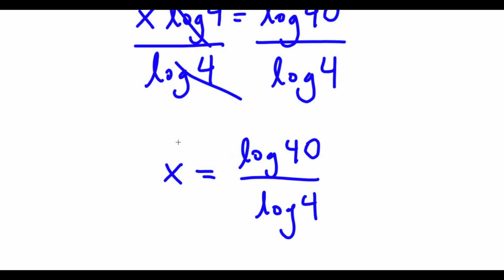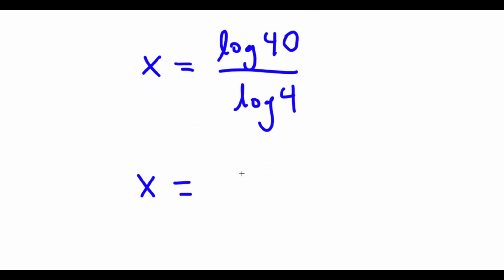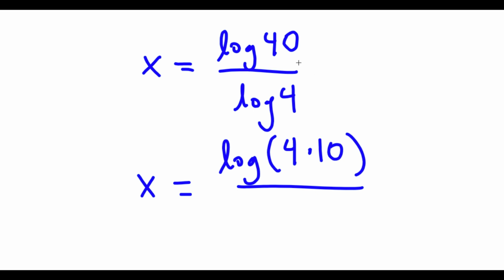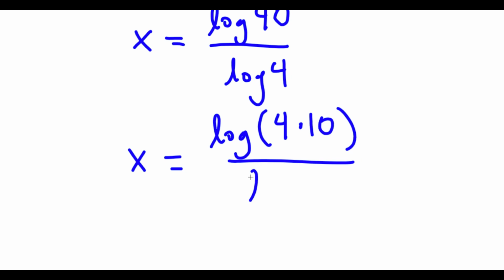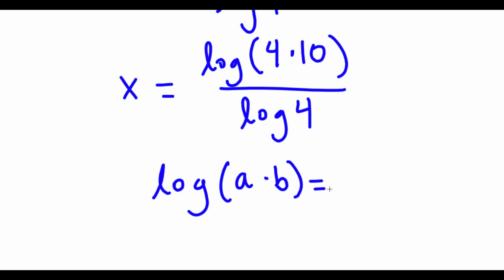Now, log 40 is the same thing as log of 4 times 10. So I have this over log 4. And now if I have something in the form log a times b, this is equal to log a plus log b.